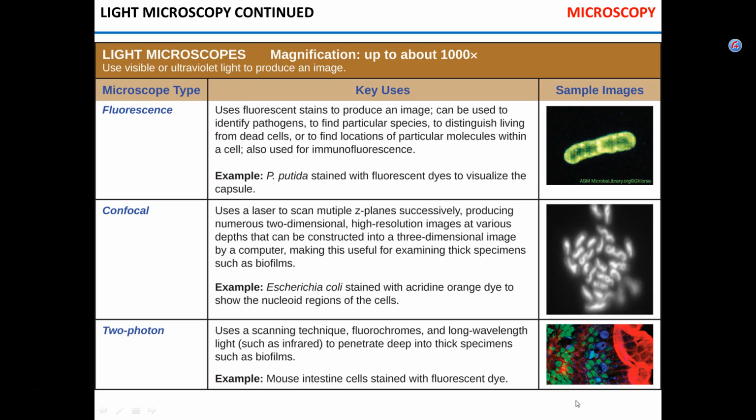Fluorescence. Did you ever have those t-shirts that glow in the dark? Okay, that's fluorescence. You use special stains that you add to the microbes, to the cells. And when those stained cells are illuminated with UV light, they start to glow.